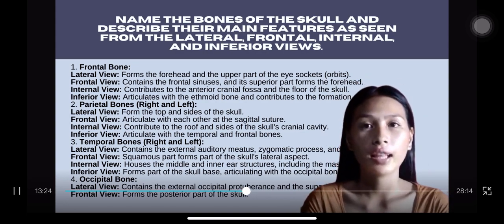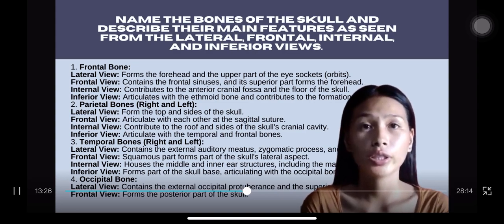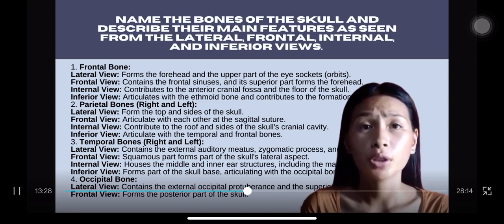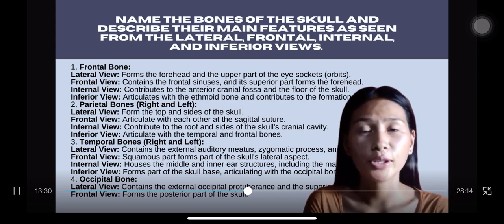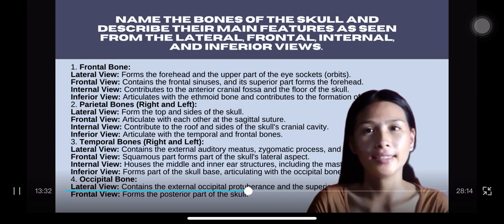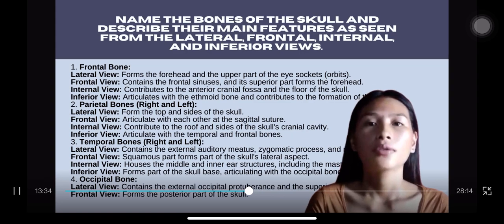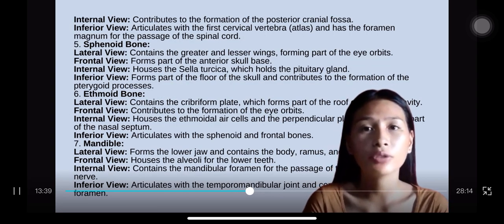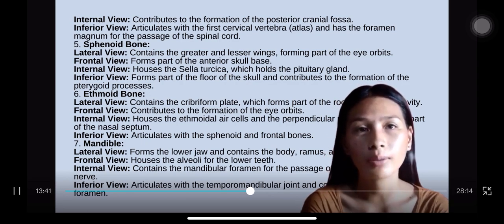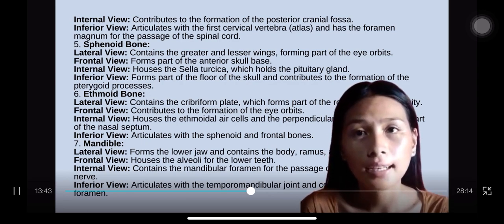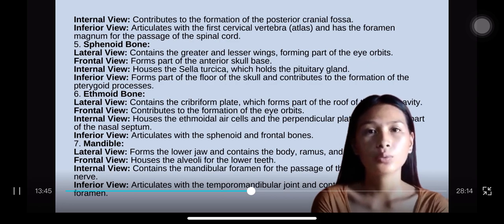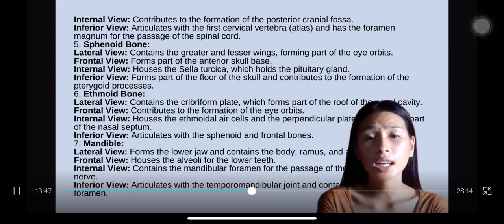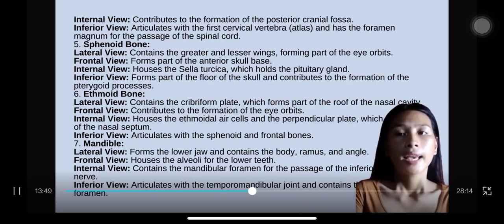Occipital bone. The lateral view contains the external occipital protuberance and the superior and inferior nuchal lines. The frontal view forms the posterior part of the skull. The internal view contributes to the formation of the posterior cranial fossa. The inferior view articulates with the first cervical vertebra.